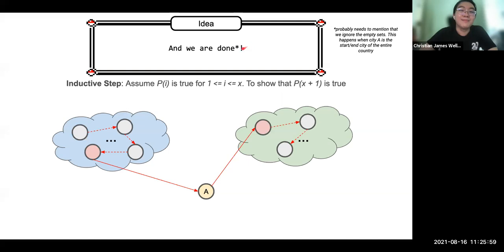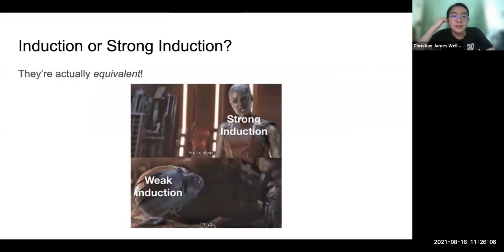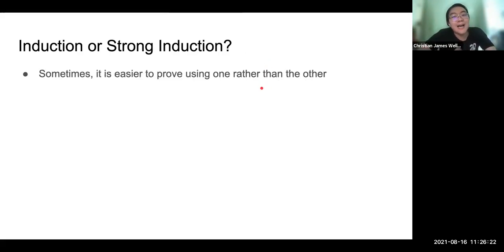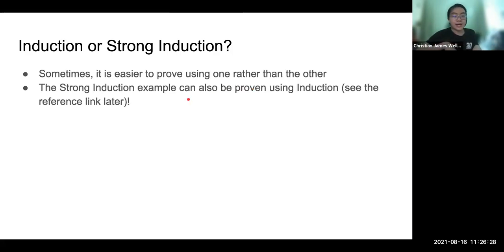Again, this is conditional on having proven the empty base case. The question you might be asking is, should I use induction or strong induction? It turns out that strong induction and regular induction are equivalent; they can prove the same things. But sometimes it's easier to prove one using one rather than the other. For example, the countries and cities example I gave you can be proven using regular induction, which is where I got the example from. You can have a look; I put a reference link.